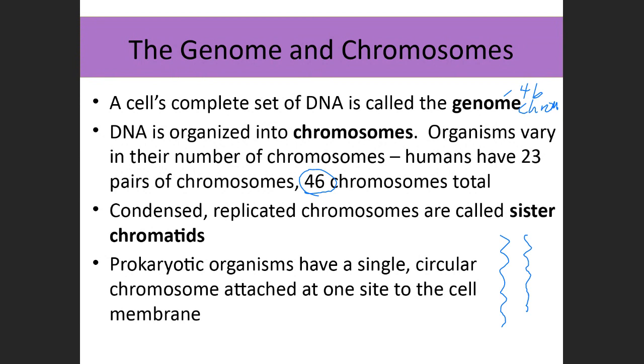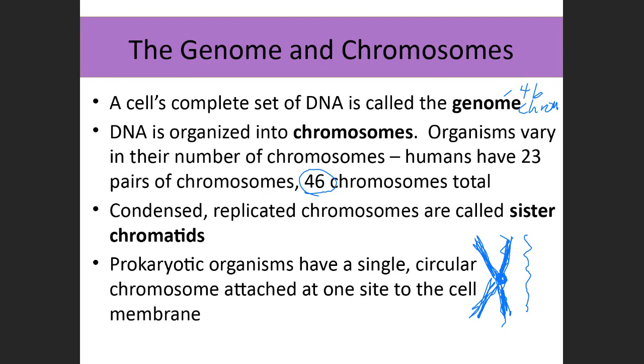When they've condensed and replicated, they actually end up looking like this. There are these two pieces that are held together right there. Each of these pieces, this one and this one, are called chromatids. A chromatid is just a chromosome that's replicated, one piece of that. They're like identical twins.